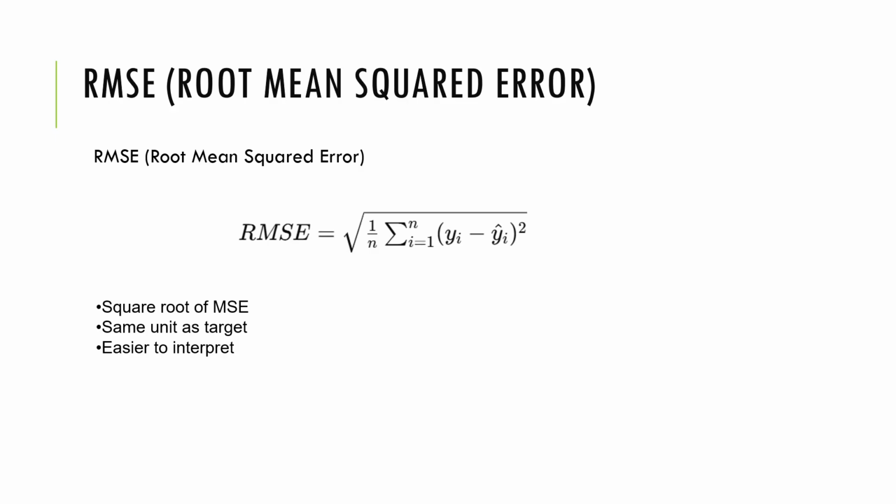Next we have root mean squared error. It is simply the square root of MSE. The advantage of RMSE is that it brings the error back to the same unit as the original data. For example, if we are predicting salary, RMSE will also be in salary units, which makes it easier to understand. It still penalizes larger errors just like MSE, but is more interpretable. Again, lower RMSE means our model is better.